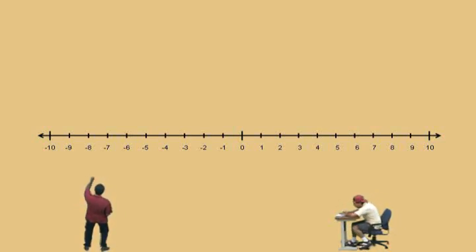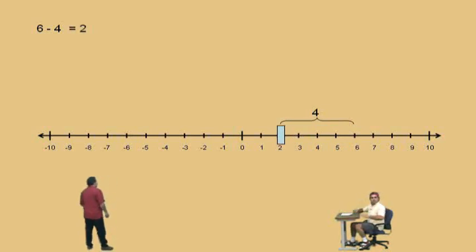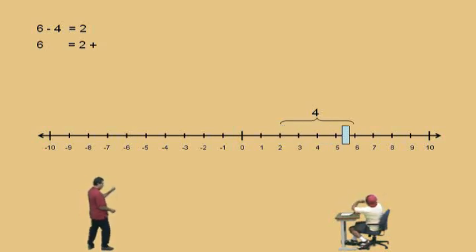Here's our first problem right there. Charlie, what's 6 subtract 4? 2. Very nice, Charlie. Now, pay attention here, Charlie. What do I add to 2 to get 6? 4. Very nice, Charlie.